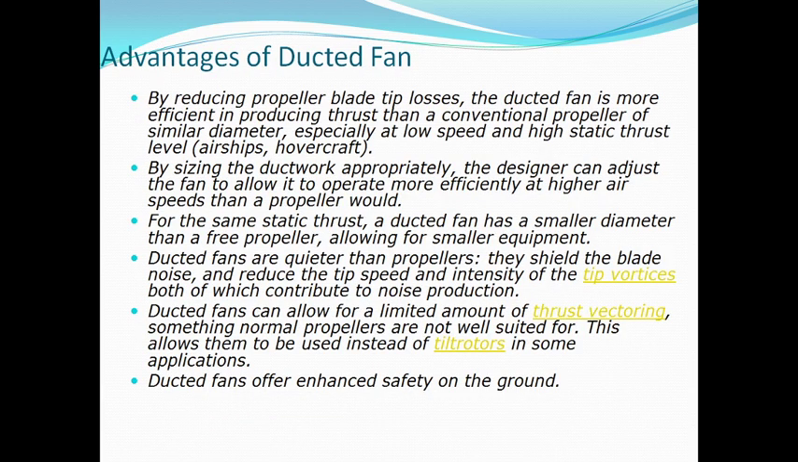Again, these are the advantages as we have seen. These are more efficient than the unducted fans or propellers because the blade tip losses are reduced here. Suppose for the same thrust, you need a smaller diameter propeller now with a duct. So that's the other thing. Again, we discussed thrust vectoring. Thrust vectoring is available with the ducted fans, where you can orient the fan section. And other thing, you know, is safety. The ground safety is enhanced because of the duct around the fan.